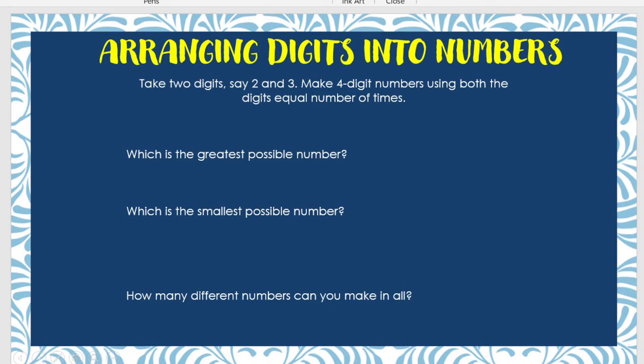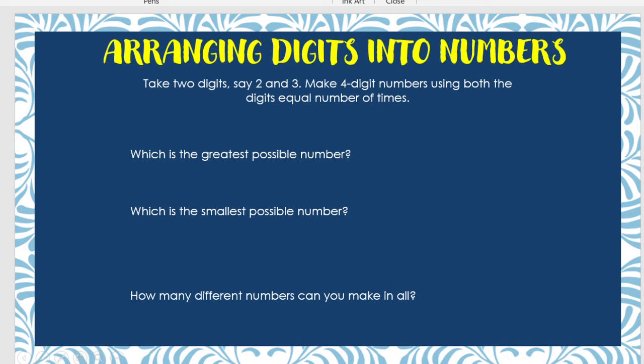Okay. Now coming to the next, arranging digits into number. Take 2 digits. Okay, say 2 or 3. Make 4-digit number using both the digits an equal number of times. There is a twist in the question. You have to use the numbers 3 and 2, and you have to use this number 4 times. Which is the greatest possible number? I'm giving you the time to create a possible number.